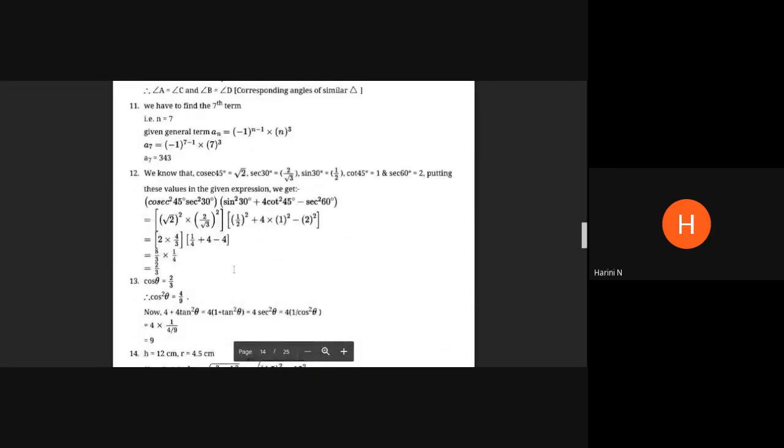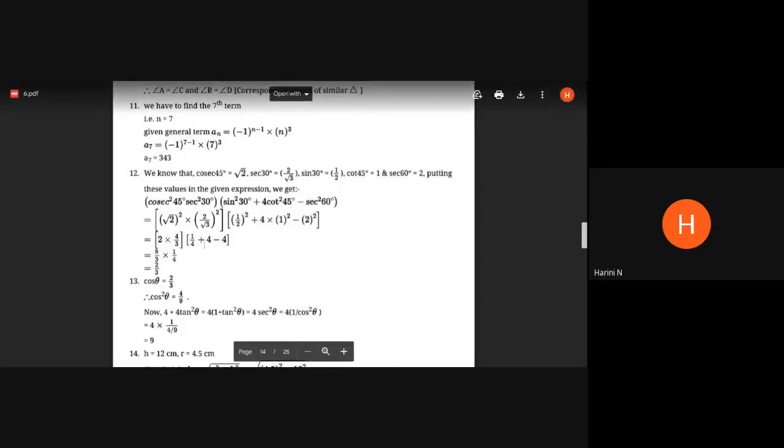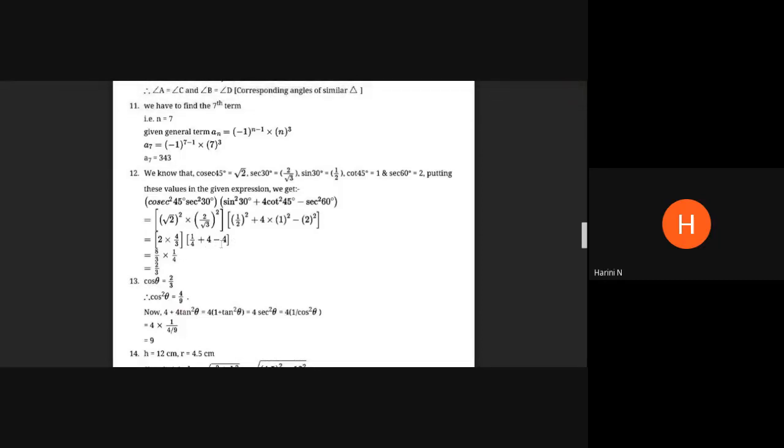What is your Bodmas telling? Which, the second bracket you're saying? Yes, ma'am, 1 by 4 plus 4 minus 4. Ma'am, we should take addition first. Addition only you're taking, my dear. Positive 4 and negative 4 will nullify to 0. That is also addition only. When you add positive 4 and negative 4, it will become 0.